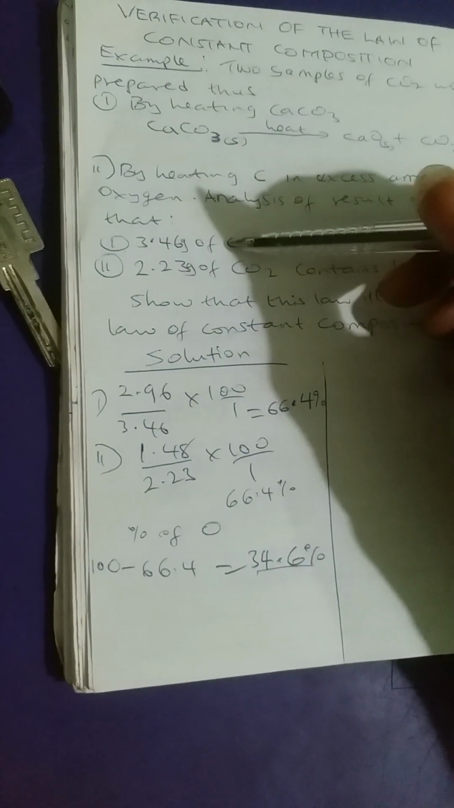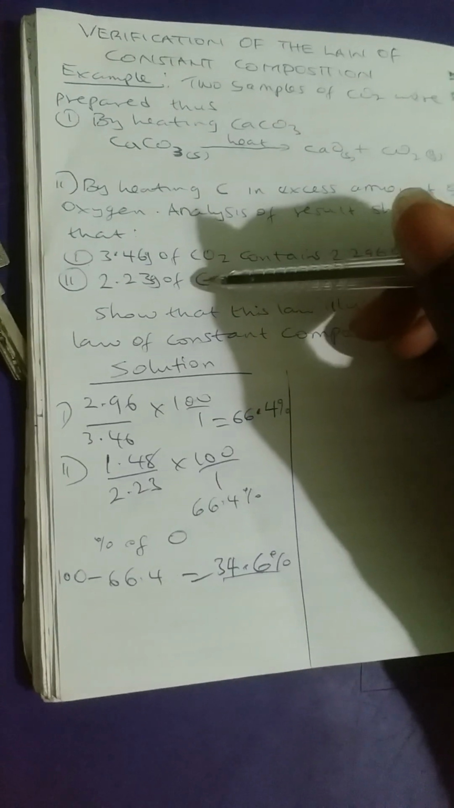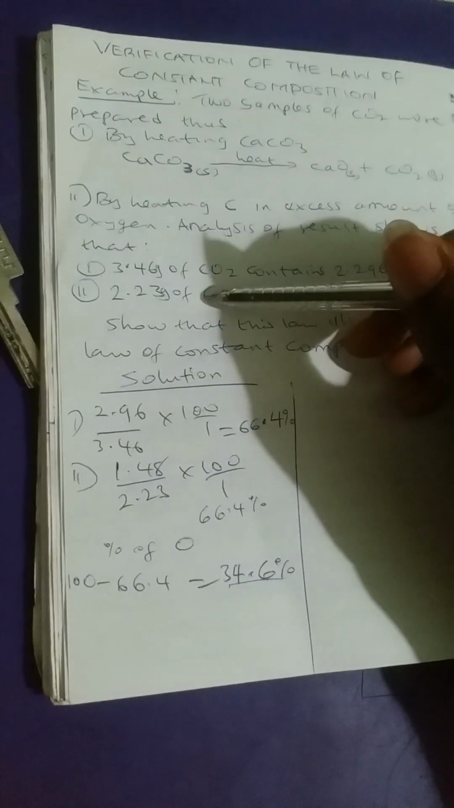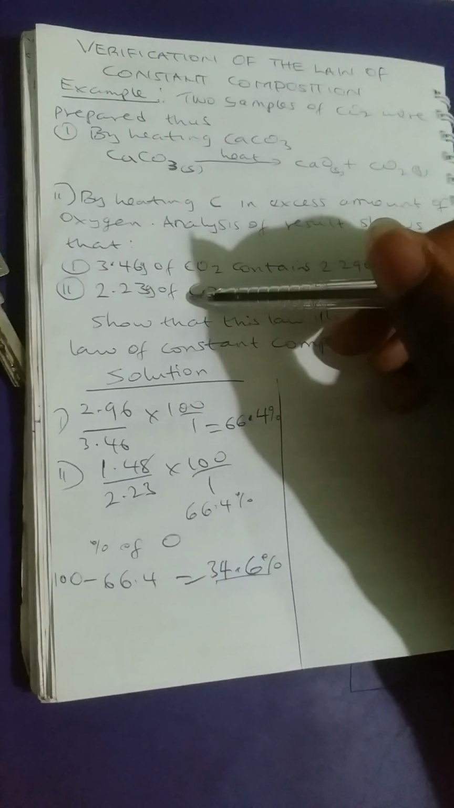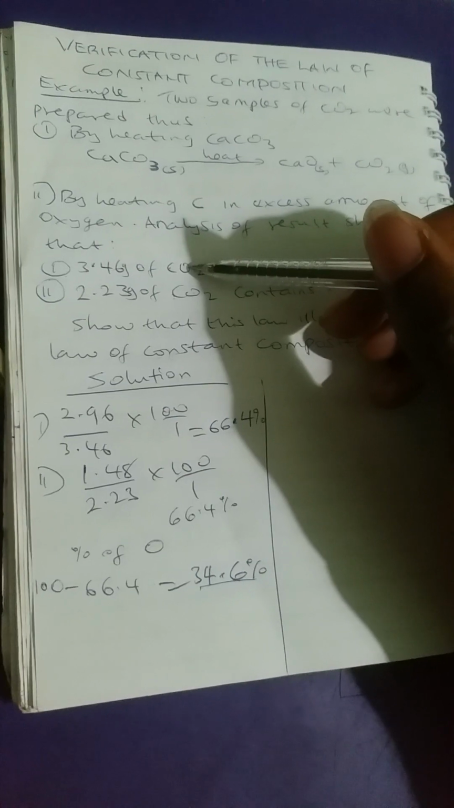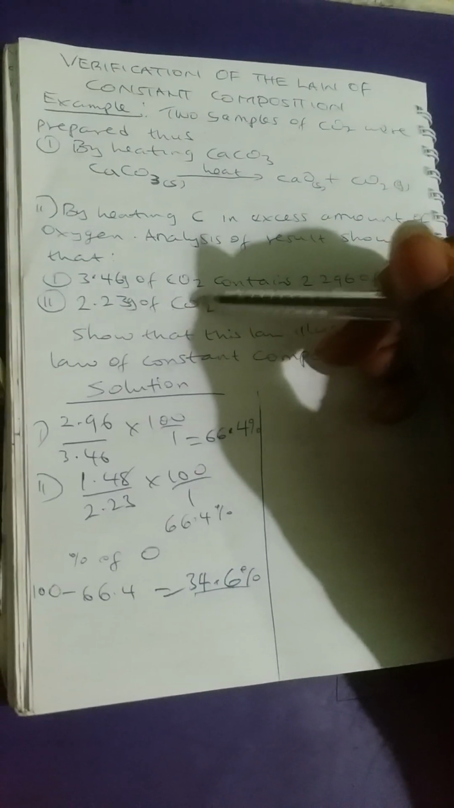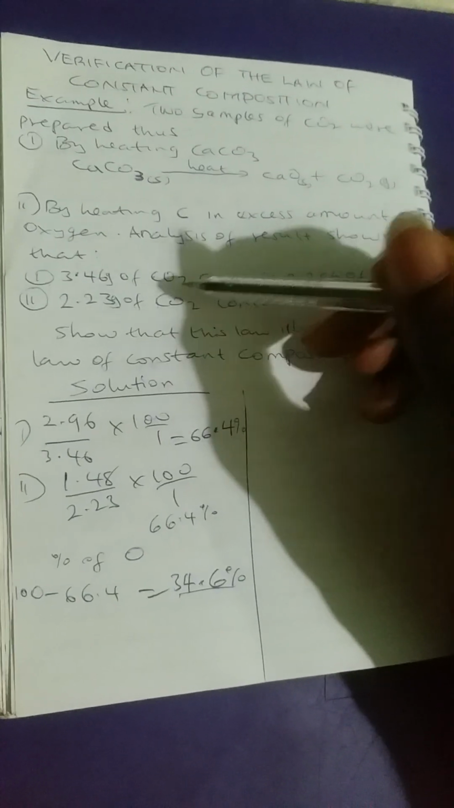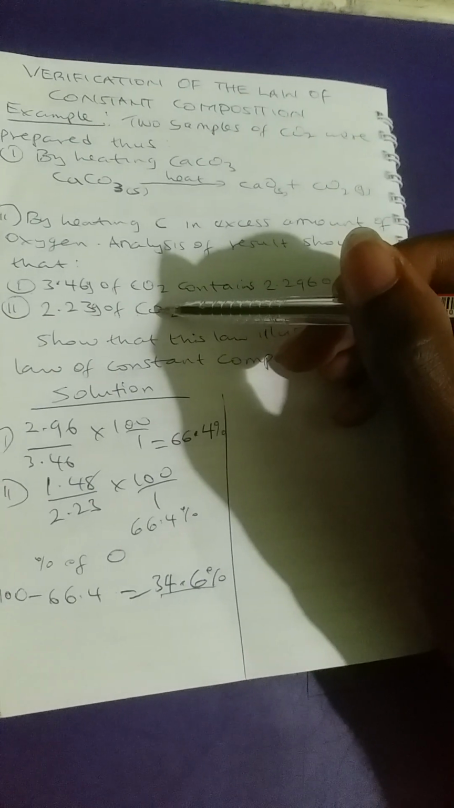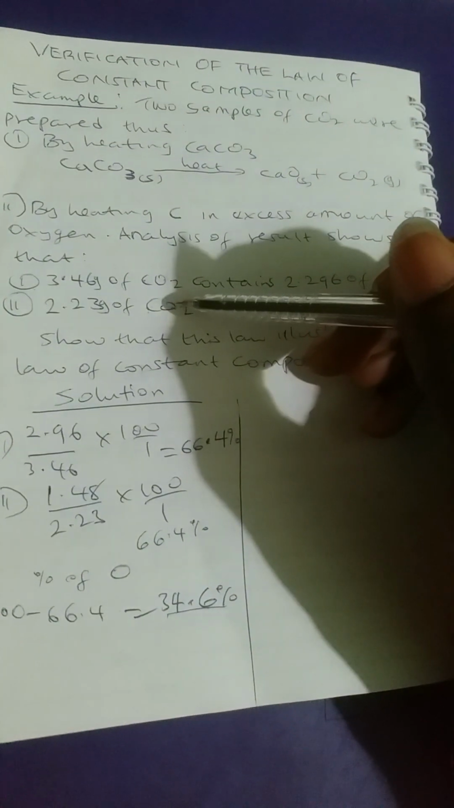Carbon is the same, oxygen is the same in terms of percentage. Compare the percentage of this to that of this in the second sample. First sample, second sample, they are 66.4, constant. Oxygen here also is constant and is 34.6 here, 34.6%. 66.4 of carbon combined with 34.6 of oxygen, and 66.4 of carbon in the second sample combined with 34.6 of oxygen. Do you understand? So that's the meaning of constant composition.